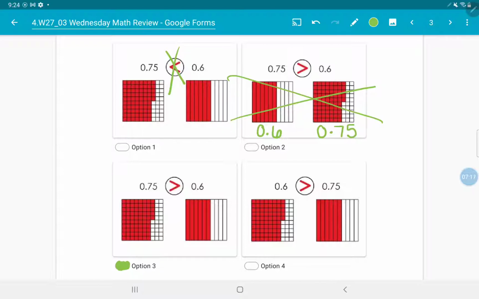What's wrong with option 4? It's messed up because it says 0.6 on the 75, and then it says 0.75 on the 6. They've got the model mixed up and the inequality's wrong too. Everything's wrong about that one, isn't it?